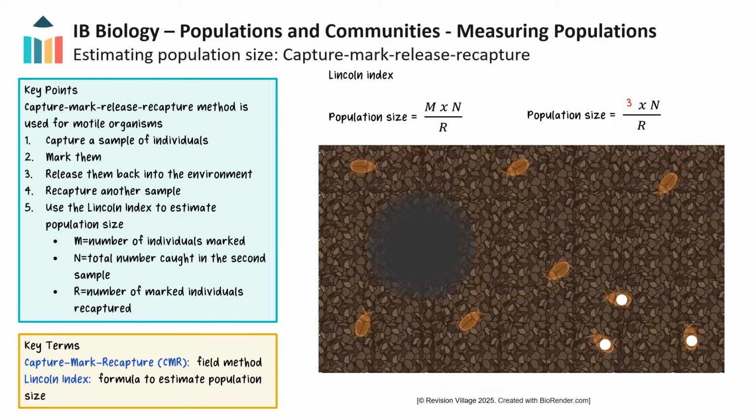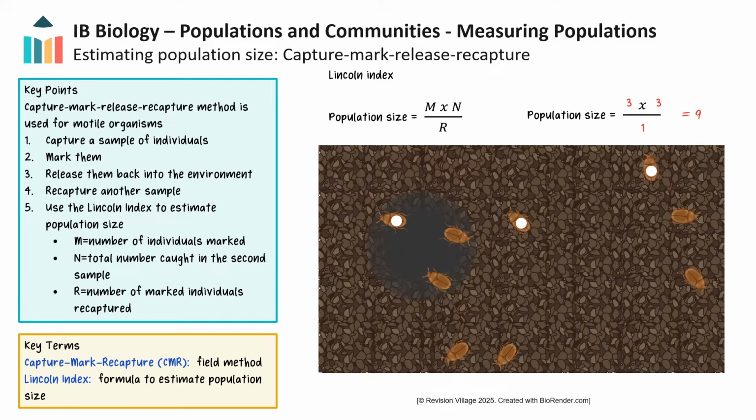So for our example, M would equal 3 as we've caught 3 beetles in our pit trap, and this is the amount of beetles we've marked. When we re-release them, they mix with the population, and we take a second sample. In this case, N also equals 3, if we've caught 3 beetles in the pit trap on the second recapture. R is the number of beetles marked in the recapture, which in our example is 1. When we multiply 3 times 3 and divide by 1, we have an estimated population size of 9.